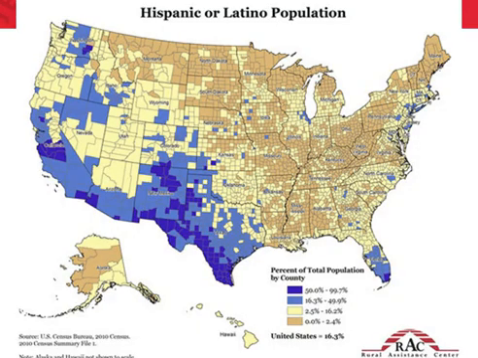Here's a map of the percent of the total population, Hispanic population, by county. And as you can see with the dark blue, there are counties in the United States, especially in the Southwest and in Florida, who have 50% or more Hispanic population. Some of these counties in South Texas have almost 90% or more Hispanics.